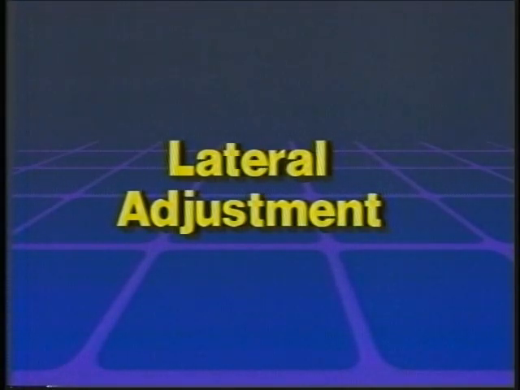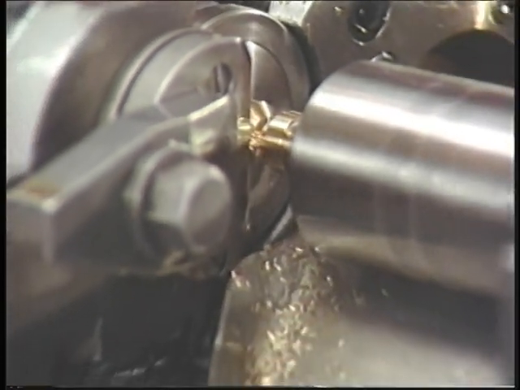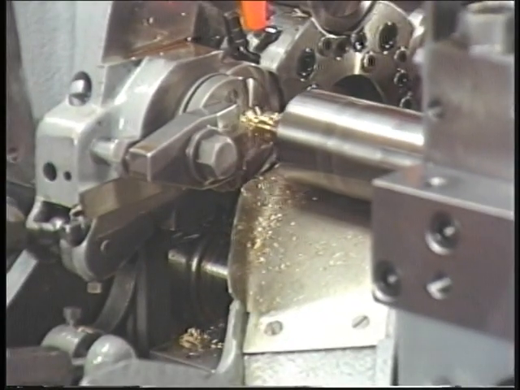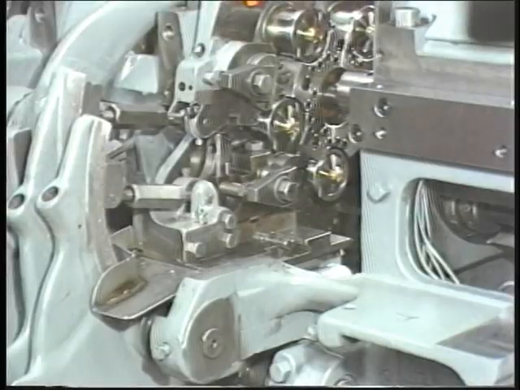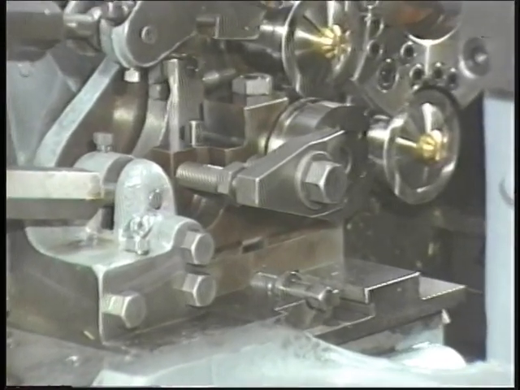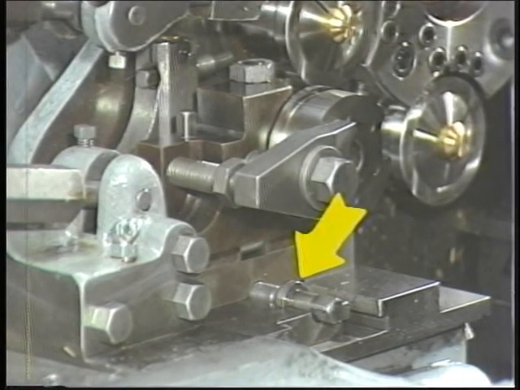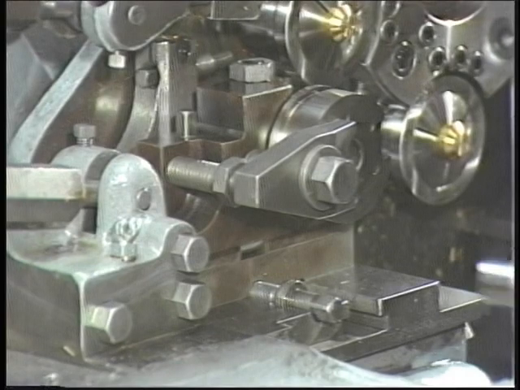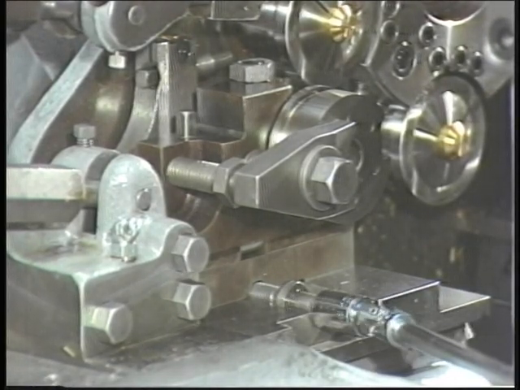Lateral adjustment. Now that the workpiece has the proper diameter and is not tapered, a lateral adjustment might still have to be made. A lateral adjustment is necessary if the tool is not in alignment with the other tools. To make a lateral adjustment, use the lateral adjusting screw. This screw is located between the tool post riser block and the tool slide.